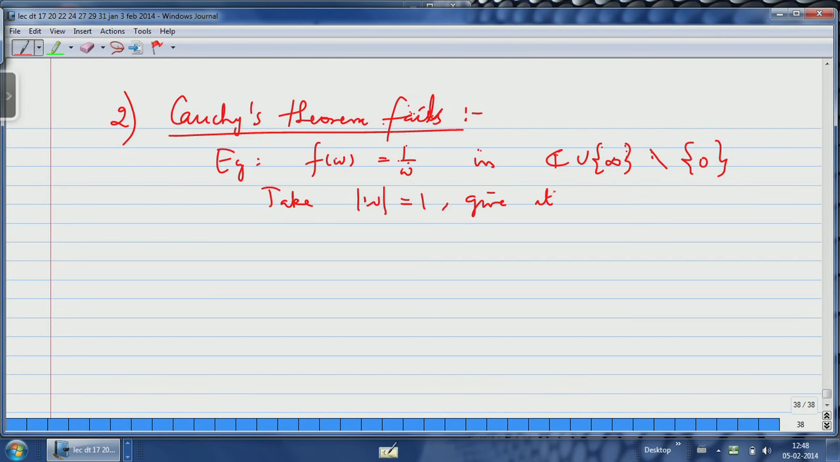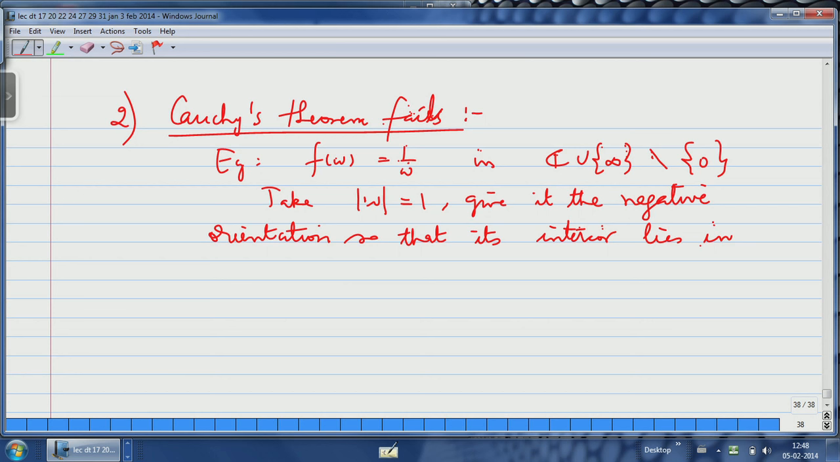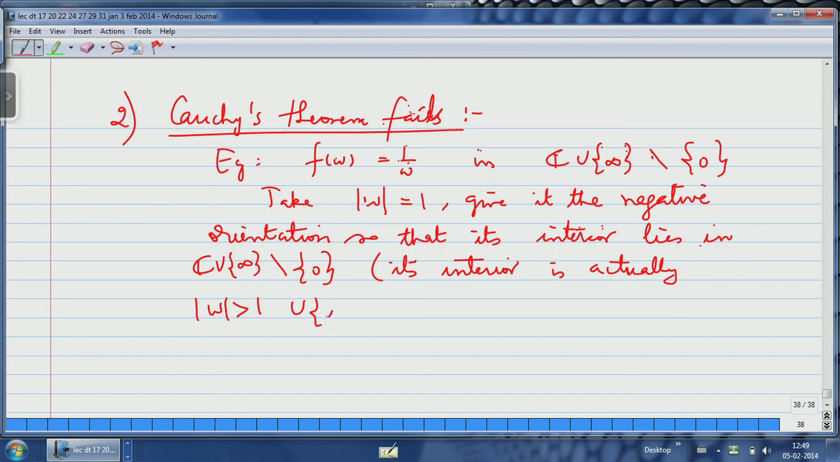Okay, so let me write this down. Take mod w equal to 1, give it the negative orientation, so that its interior lies in C union infinity minus 0. Its interior is actually given by mod w greater than 1, this set along with the point at infinity. This is the interior.